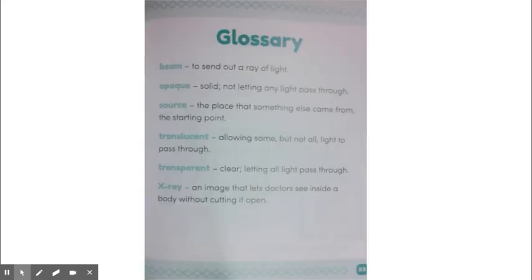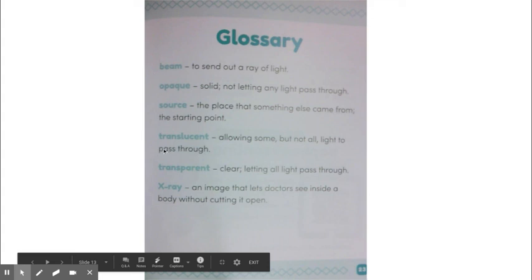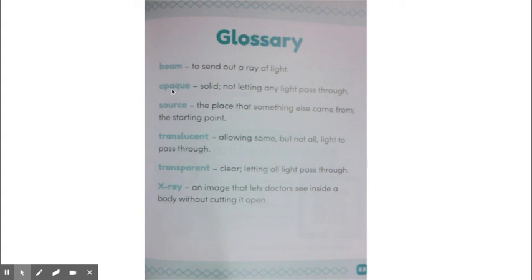So there's our glossary. It's an ABC list, an alphabetical list of the important bold words that were in the book: beam, opaque, source, translucent, transparent, X-ray.